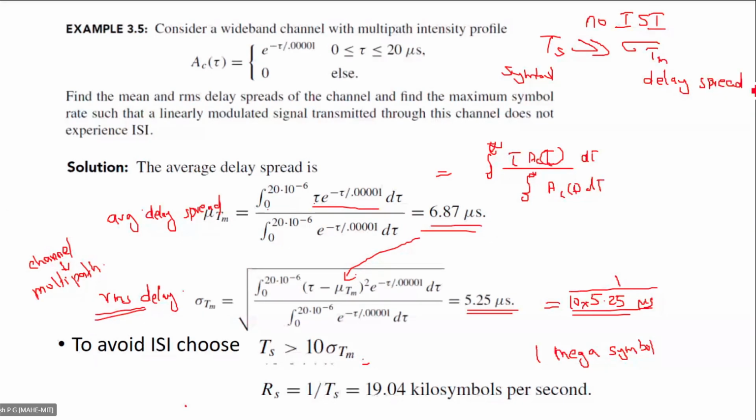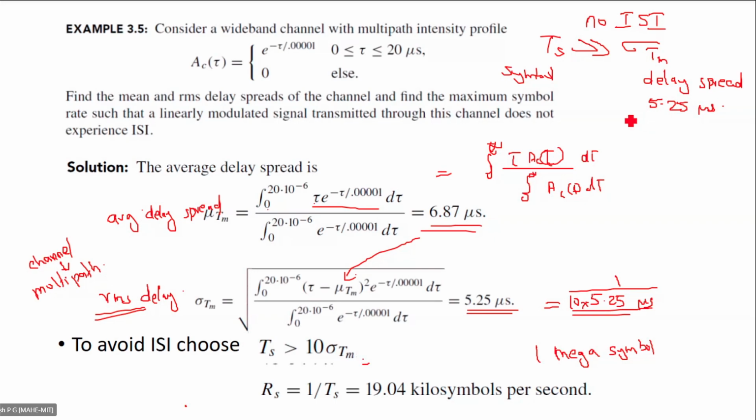So we need to have a very high symbol time considering the delay spread. And we have the channel characteristic in RMS delay spread. That is, we have the RMS delay spread as 5.25 microseconds. So our aim is to avoid inter-symbol interference. And how can we avoid inter-symbol interference? We have to choose a symbol time such a way that it is higher than the delay spread.